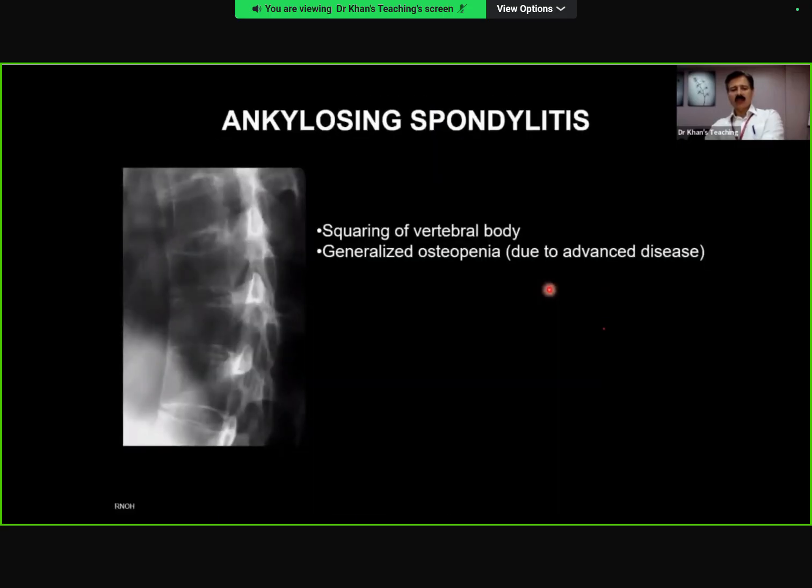On a plain film, early signs: squaring means that there is deposition of new bone anteriorly under the anterior longitudinal ligament, which will give you this square-shaped vertebra. So we call it squaring of the vertebral body. In this case, there is generalized osteopenia, but that is due to disuse.